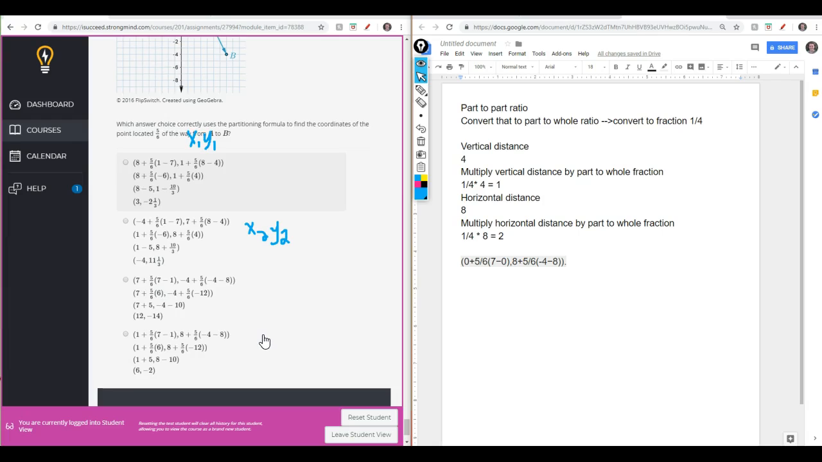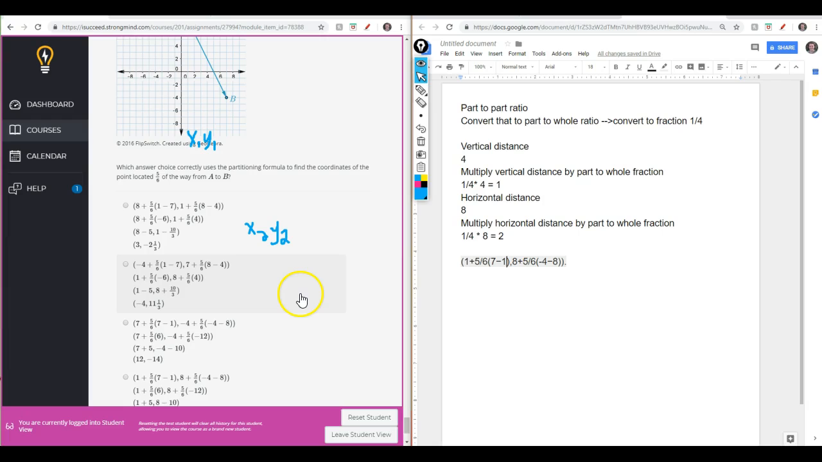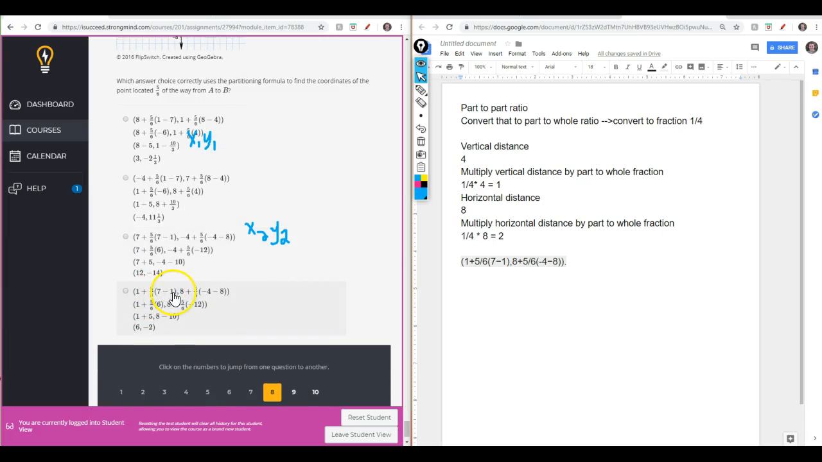So I would have 0, maybe I did not do this correctly. Some of you might have been saying that's not 0. A is located at 1. That's the x1. So anywhere I wrote a 0 right there is actually a 1, because our x1 is not 0. It is 1. So I'm looking for 1 plus 5/6 times 7 minus 1.